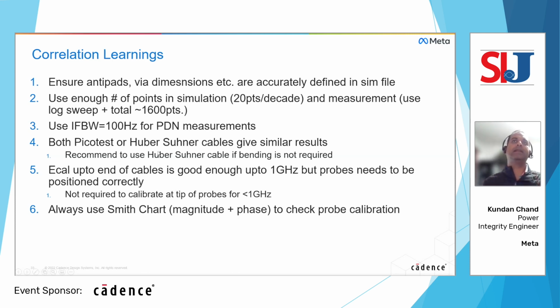Also, like I said before, we tried different cables, both Pico test cables we had, as well as the Huber-Suner cables with the VNA, and both gave us similar results, at least up to gigahertz. However, we still recommend using Huber-Suner cables if you don't require any bending of the cables to access your DUT.